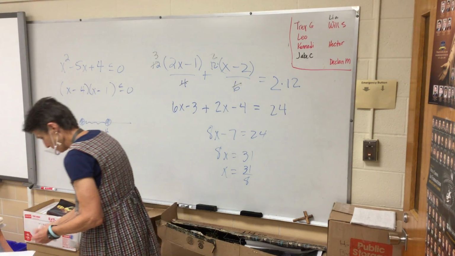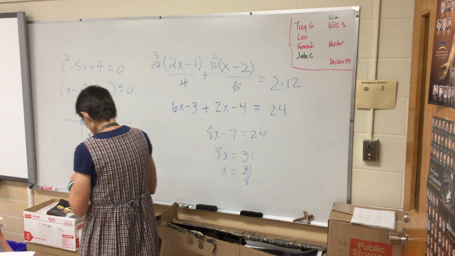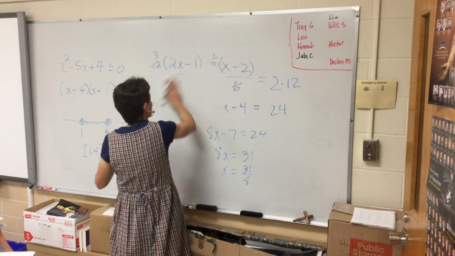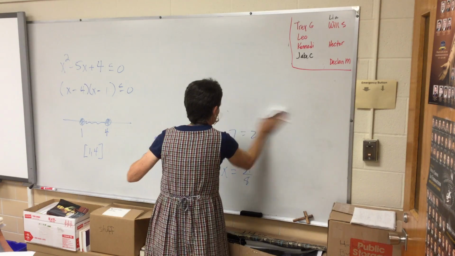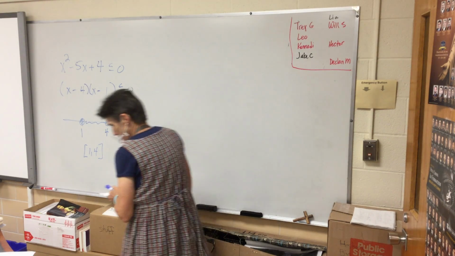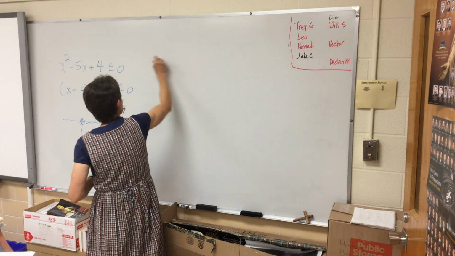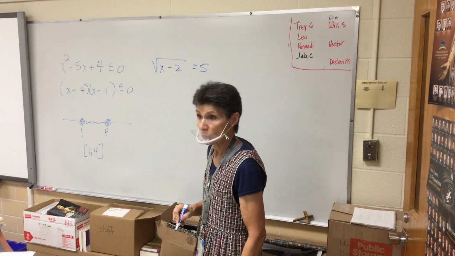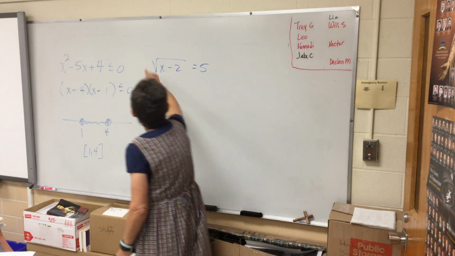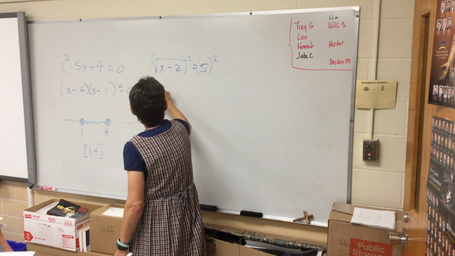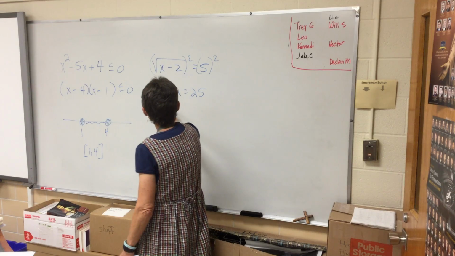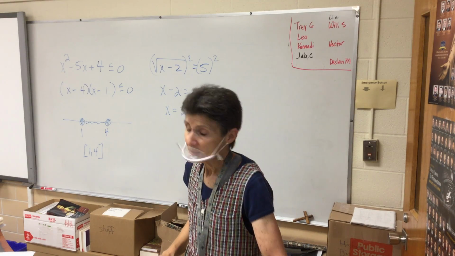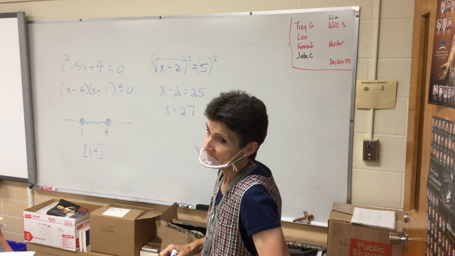All right, what about the next one? We're going to square both sides. So here we go. Our square root of x minus 2 equals 5. So we square both sides. So x minus 2 equals 25, and it looks like x equals 27.